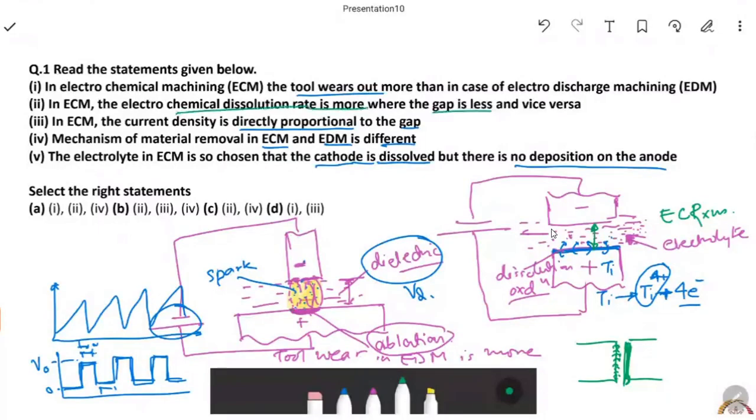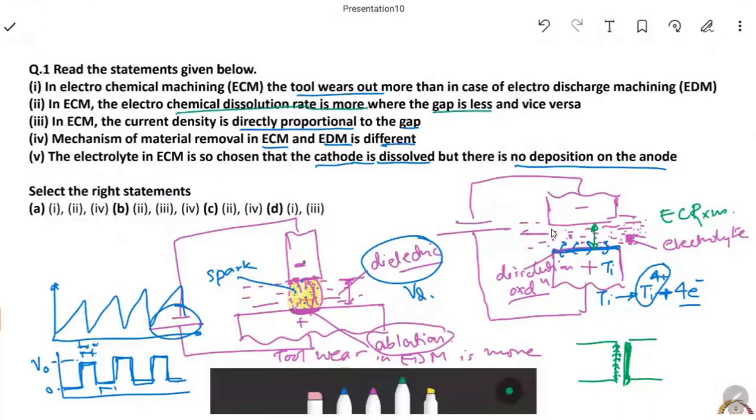In ECM, the current density is directly proportional to the gap. No, as the gap increases, the current density decreases. We see here that if this negative element, that is the cathode, is kept at this position and not fed in this direction, then this gap is slowly increasing because the material here is dissolving, right? Suppose this is the time t1, this is t2, this is t3. As time rises, this gap increases, and as a result, the current density decreases.